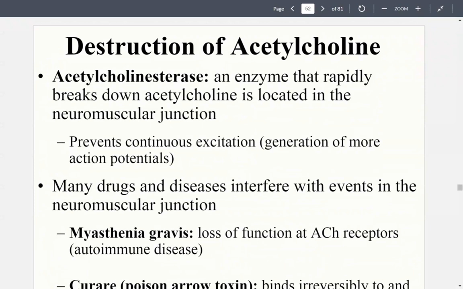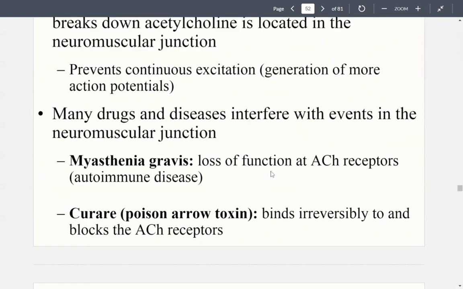And there are actually a variety of drugs and diseases that will interfere with the events in the neuromuscular junction. For instance, if you have an autoimmune disease known as myasthenia gravis, you will actually have a loss of function of the acetylcholine receptors. So very little acetylcholine will bind before the acetylcholine esterase destroys it all, thereby inhibiting the action potential altogether.